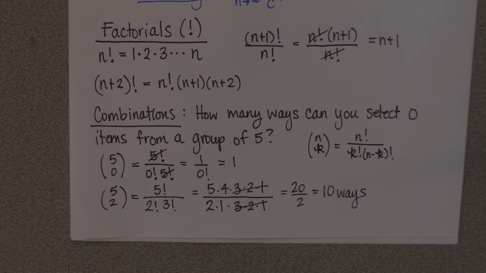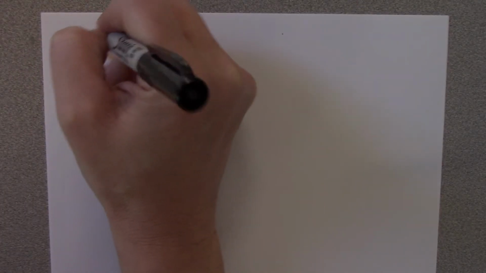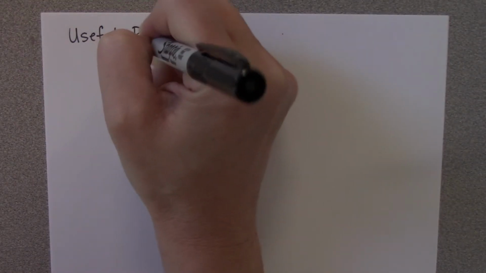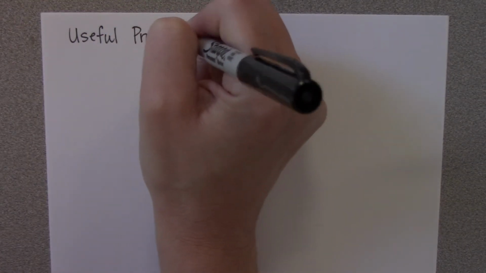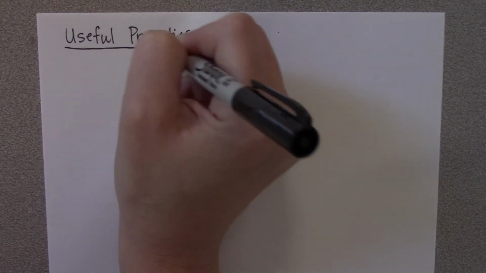All right, so let's look at some useful properties for factorials. We're going to use these a lot. And once you know how they work, they're pretty easy to work with. And one of the things you new folks are going to learn is you're going to need a thick notebook. We take lots of notes.